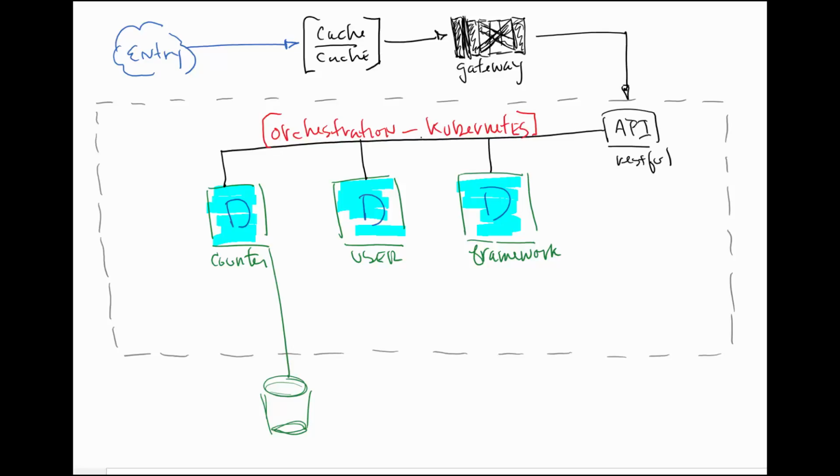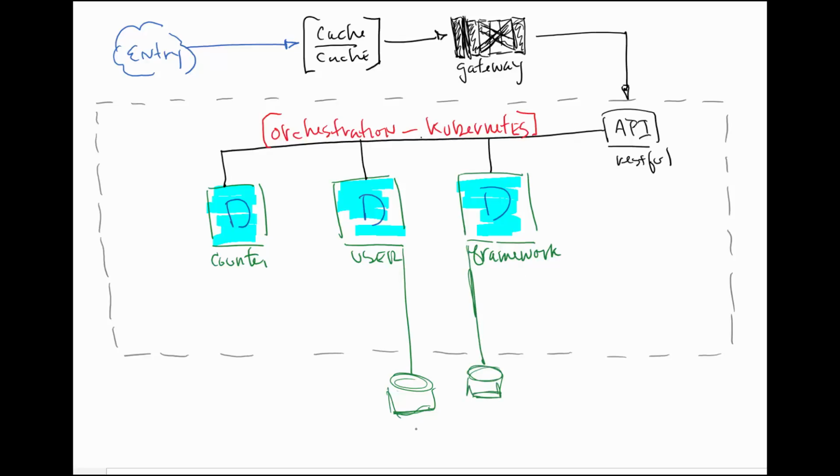Now, of course, we're going to have databases. Whoops, we don't want to have the database there. So let's go ahead and erase that. But we want to have databases within the environment. So let's put it over there on the user, for example, and maybe the framework has another type of database. So we want to have some sort of data structure, as well as some form of a file system, for example, maybe Gluster file system, something within the environment.